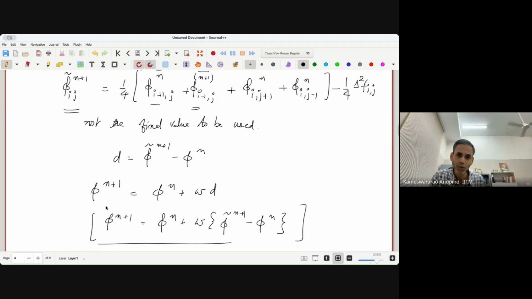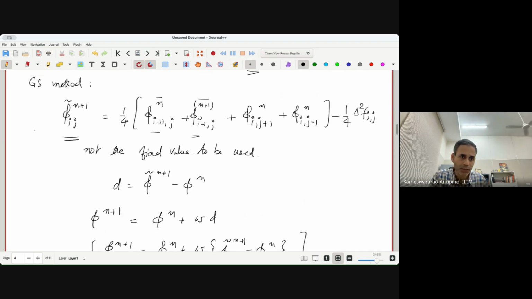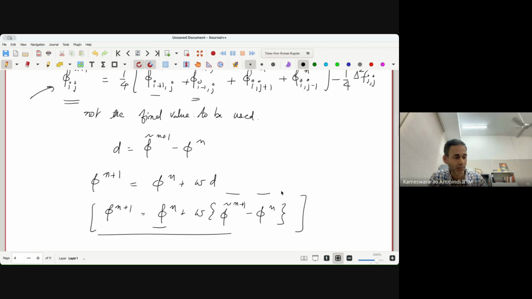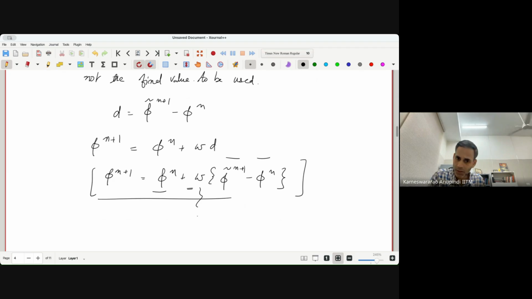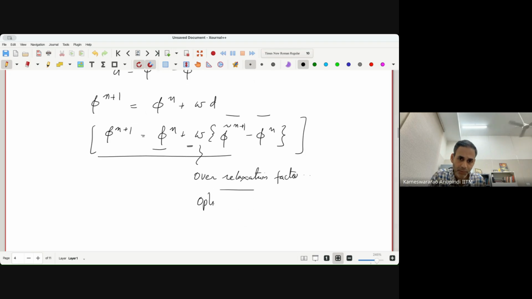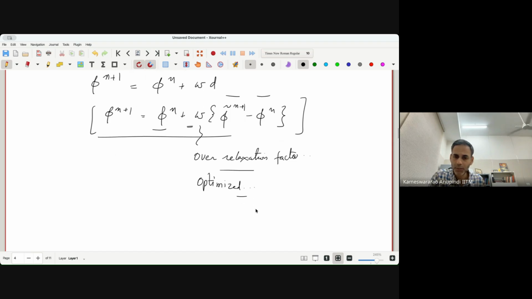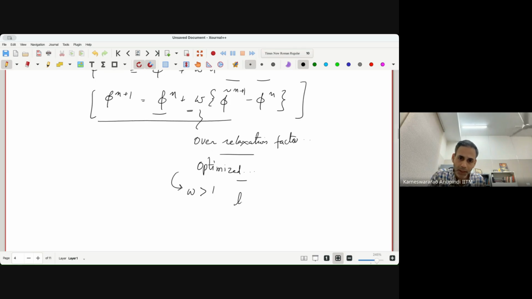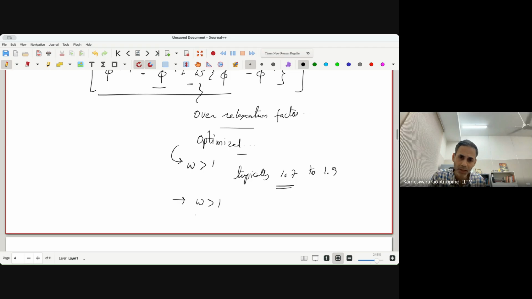Fine. That means you're going to take the previous value and calculate this from the Gauss-Seidel, and you take the difference of that at that grid location and multiply it with some omega. Now this omega is the relaxation factor or the over relaxation factor, which actually can be optimized, but we are not looking at that part. It is usually more than 1. Typically the optimized values will be somewhere from 1.7 to 1.9. But depending on the problem, omega can be just greater than 1. That means values of 1.1, 1.2 are also used.